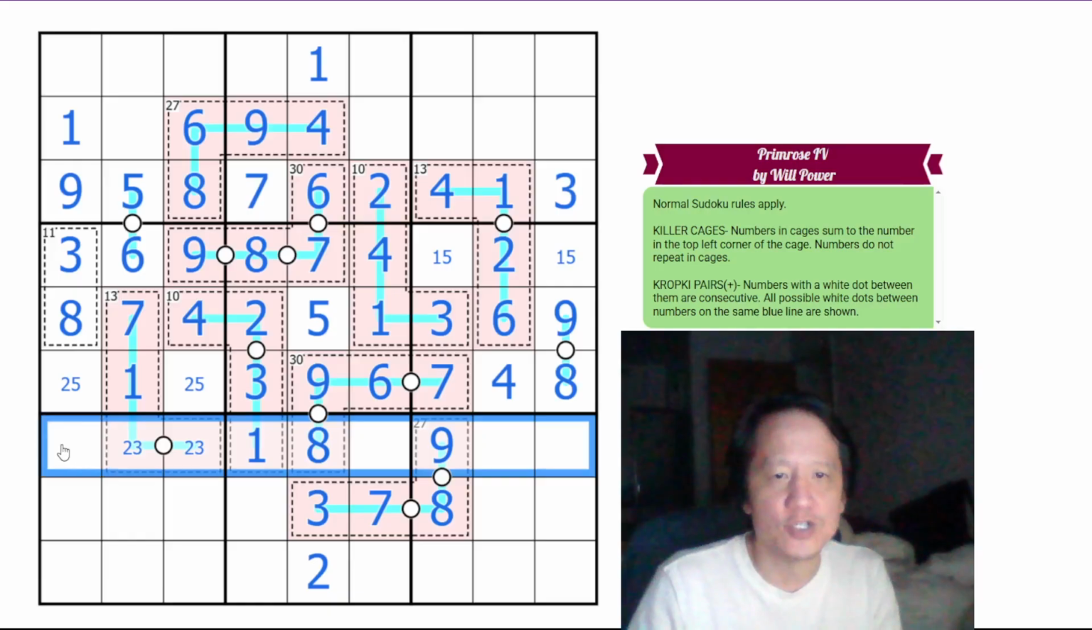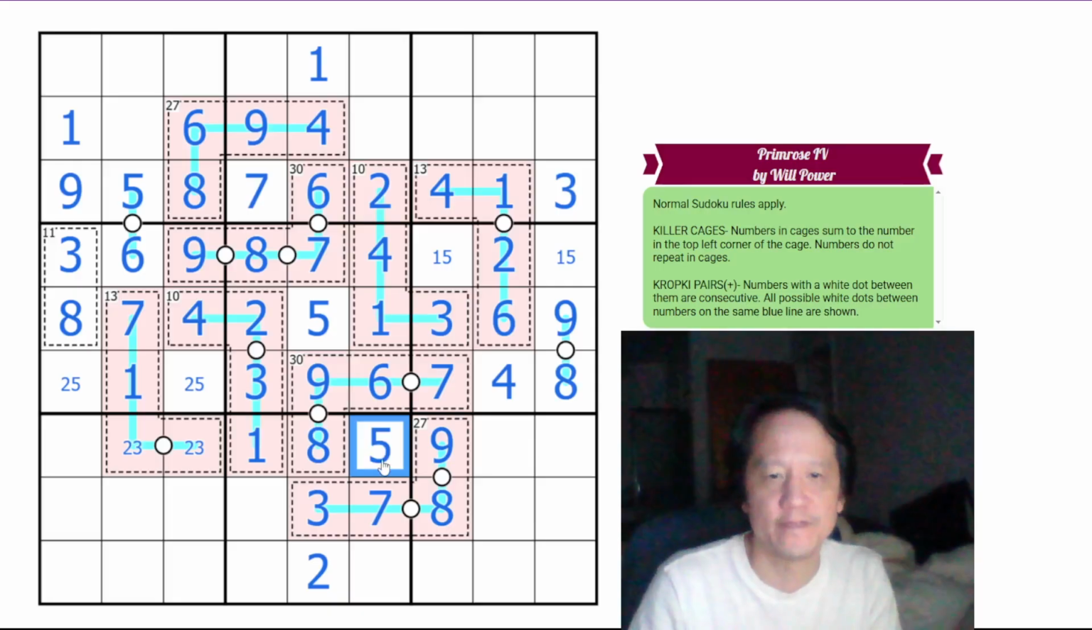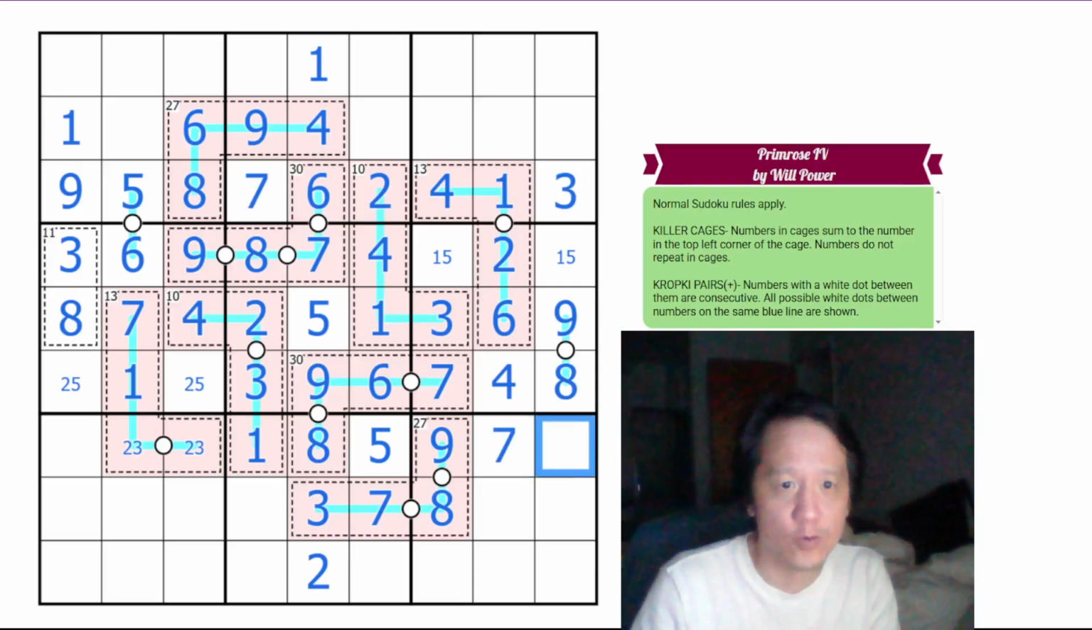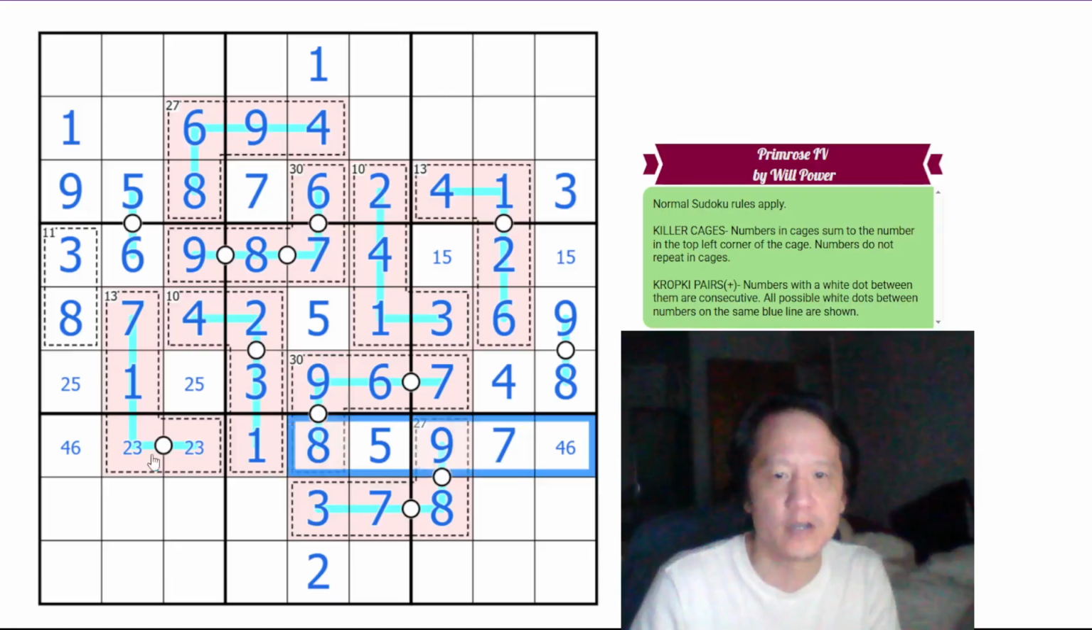The rest of the digits in row 7 are 4, 5, 6, 7. This can't be 4, 6, or 7, so this must be 5. This can't be 4 or 6, so this must be 7. That leaves a 4 and 6 remaining in the rest of the row.